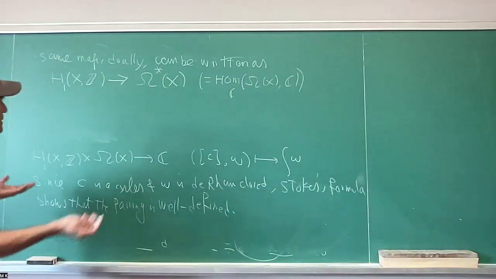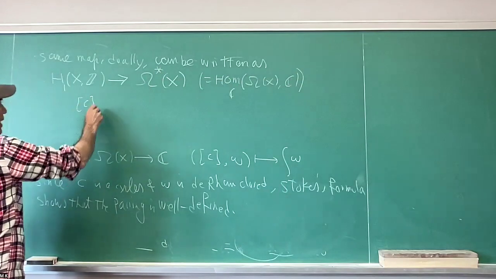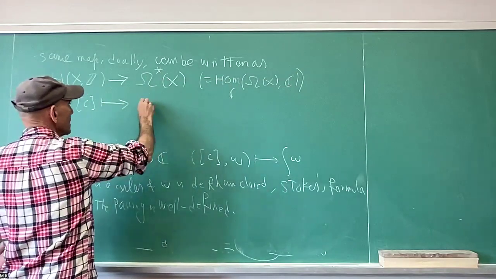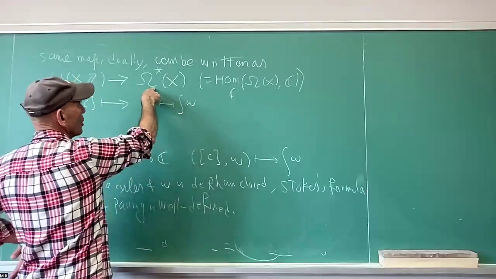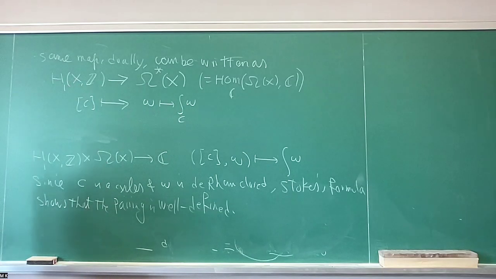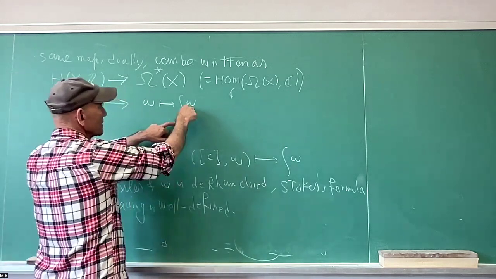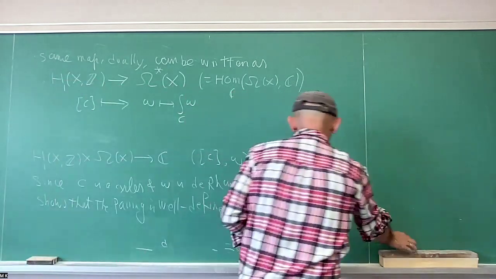Because what is this map? I mean, you just have a cycle here. I mean, a homology class, you send it to the thing that sends omega to the integral of omega over C, this linear functional on omega of X. Right? Okay. So this is called the period of this differential form with respect to this cycle C.